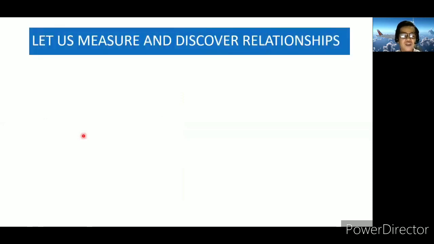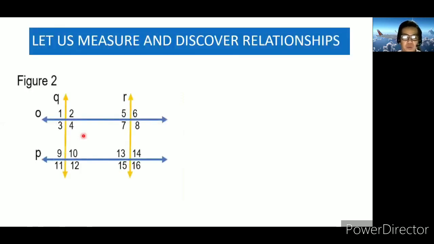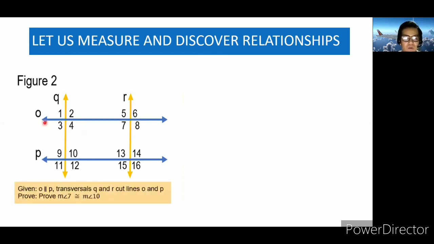Let's go. Let us draw figure 2. We will label our parallel lines, transversal lines, and angles from 1 to 16 in order. The given here is line O is parallel with line P. Transversals Q and R cut lines O and P. Then you need to prove that the measure of angle 7 and the measure of angle 10 are congruent. So using inductive reasoning, we can use this magic spell as your guide in proving.